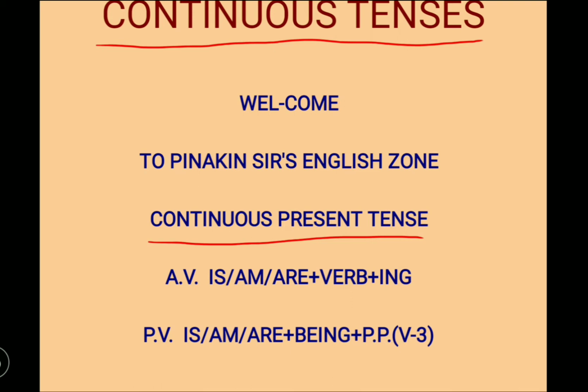Friends, before we start, let me tell you that in present continuous tense, three helping verbs are there for active and for passive. This is the sentence pattern of active: we have to use is/am/are plus verb plus ing. In passive, we have to add being after the helping verb.